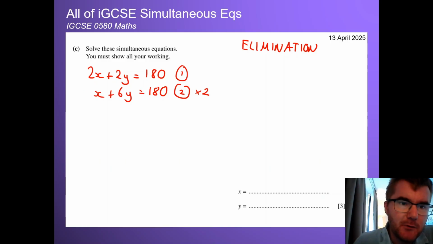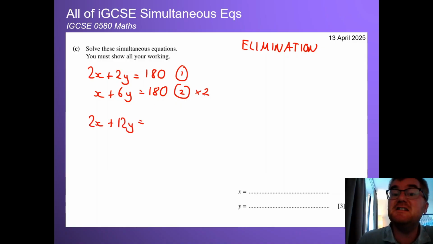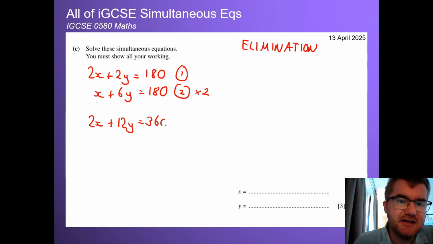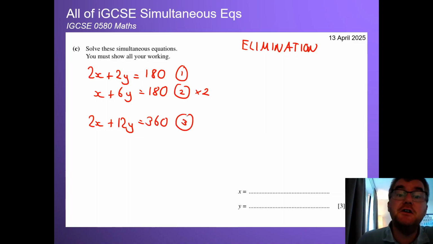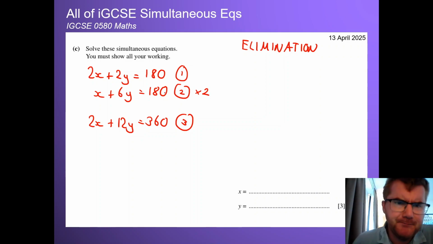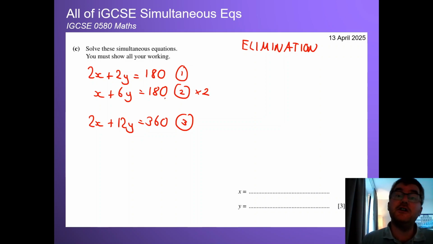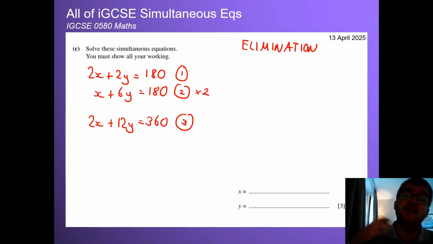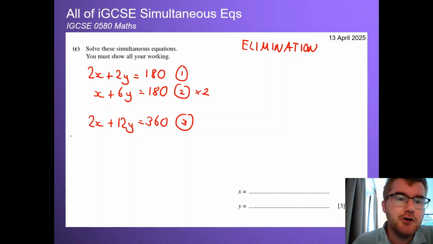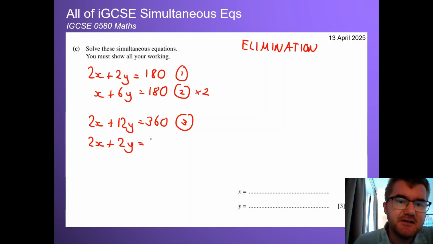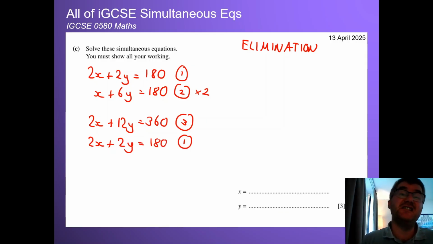So what's going to happen? Well, x times 2 is just 2x. 6y times 2 is 12y. And then 180 times 2 is 360. This makes my third equation that I'm going to use. Now I can do this because I have an equation. So whatever I do to one side, I do to the other. Now I'm going to copy down equation 1 here underneath. And this is where our elimination method is going to come in. Because what I'm going to do is subtract the equations from each other.